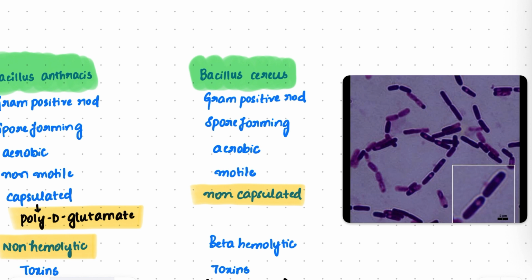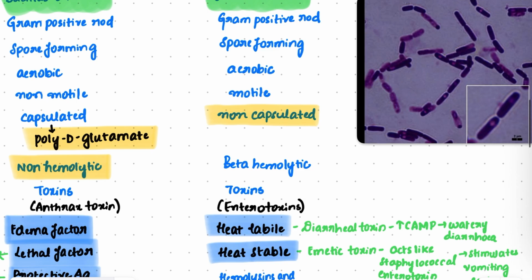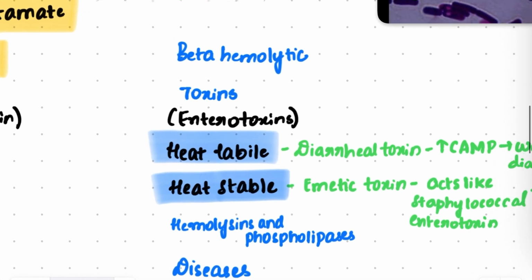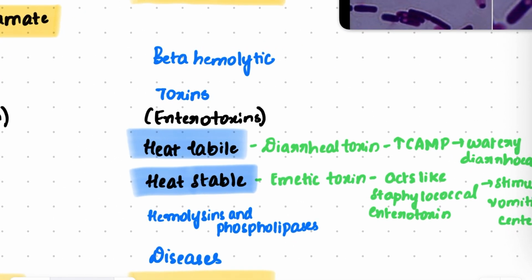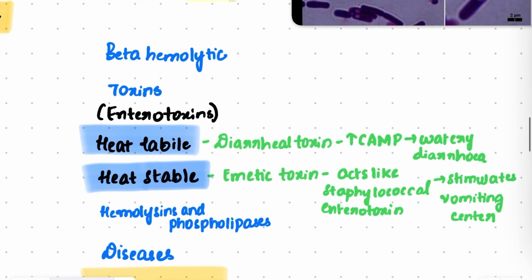It is also a gram-positive rod and a spore-forming bacteria. It is aerobic and it is motile, contrary to the anthracis, which is non-motile. It is non-capsulated, it doesn't have any capsule. It is beta hemolytic, contrary to the anthracis, which is non-hemolytic. The toxins here are enterotoxins, that is, there are two toxins, heat labile and heat stable. Heat labile means it is sensitive to the heat. The heat labile toxin is the diarrheal toxin.